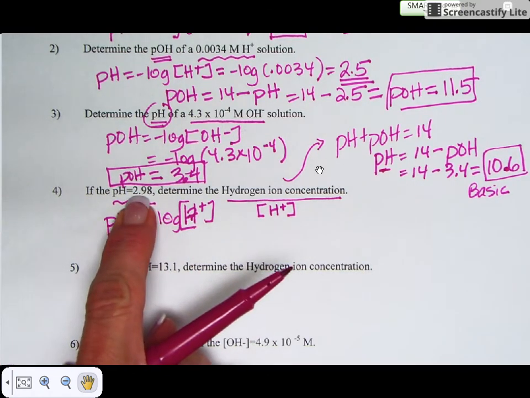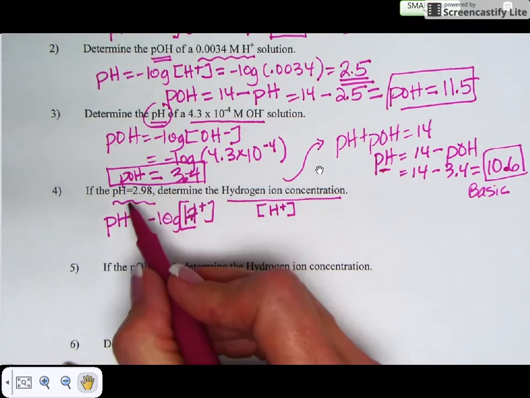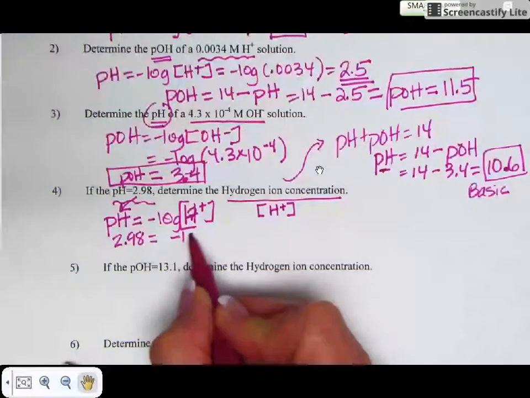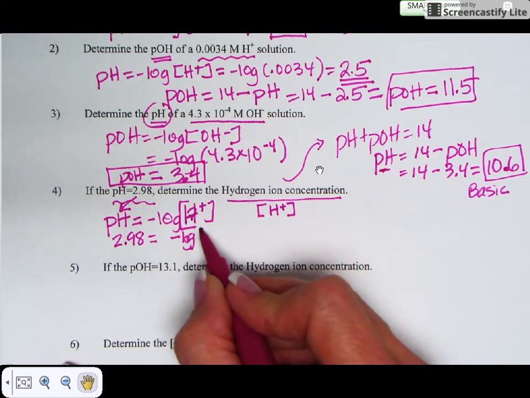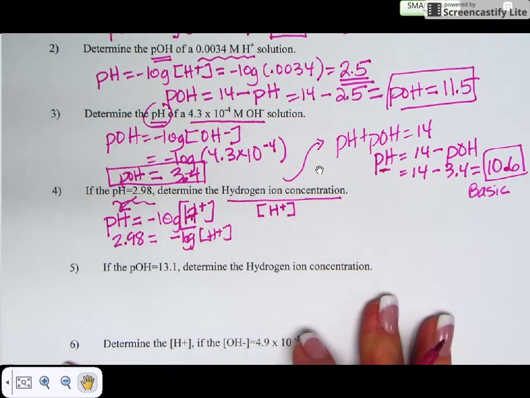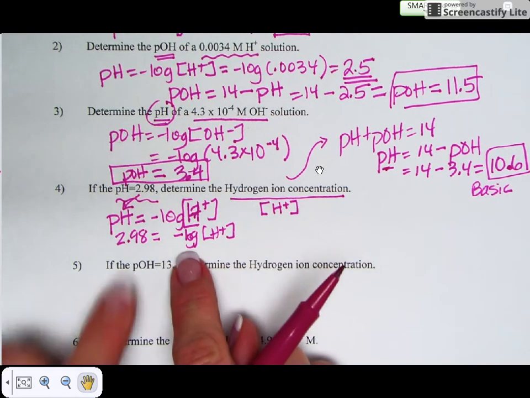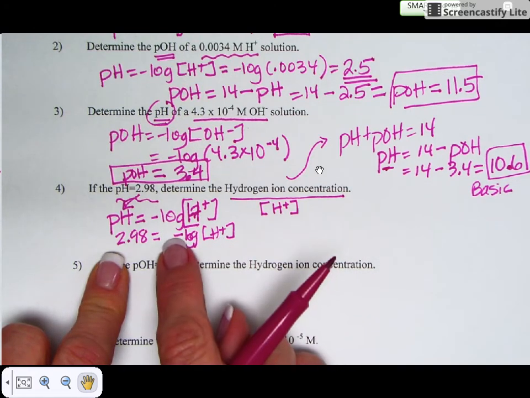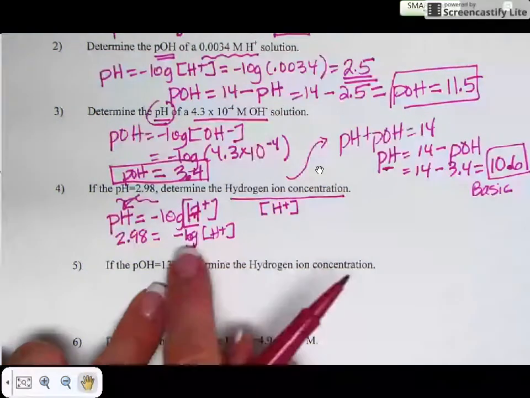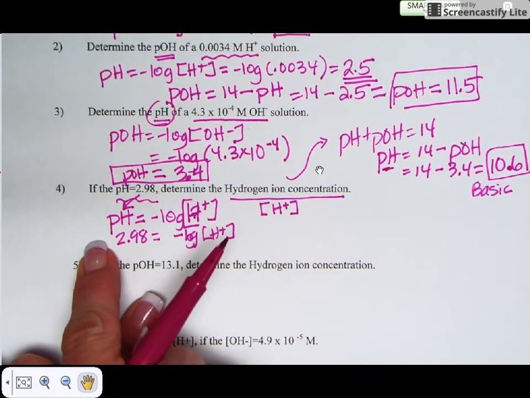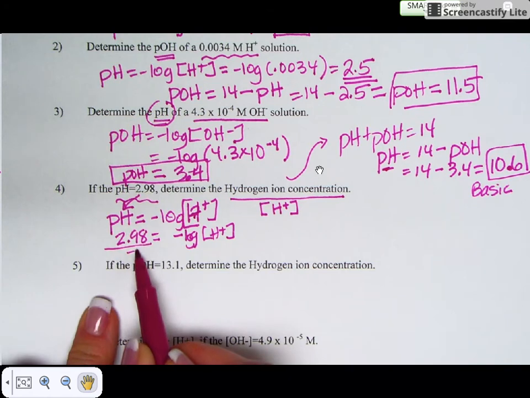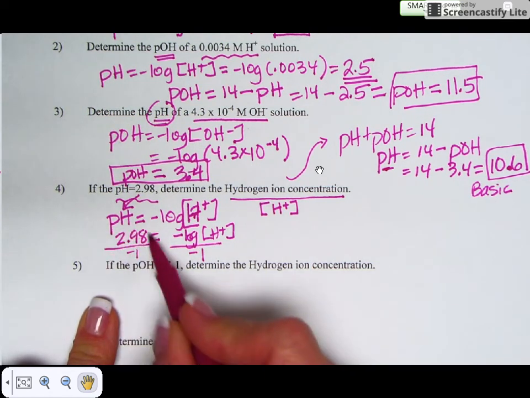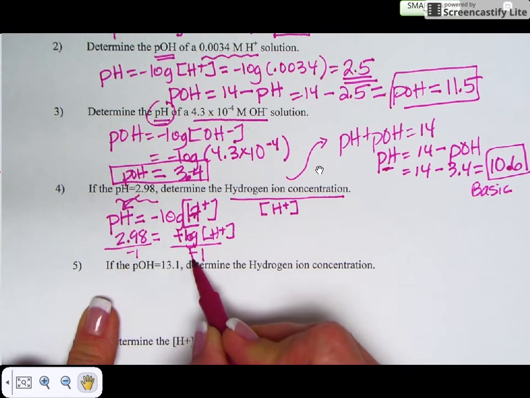Now here they gave us pH. So we're plugging in right here for pH. This plugs in here. 2.98 equals negative log of hydrogen ion concentration. Now, the first thing you have to do when you're trying to isolate your variable here, the x, is you got to remember to divide both sides by -1 because we got to move the negative over to this side. So you divide by -1, you divide by -1. So that makes this number negative and makes this side positive.